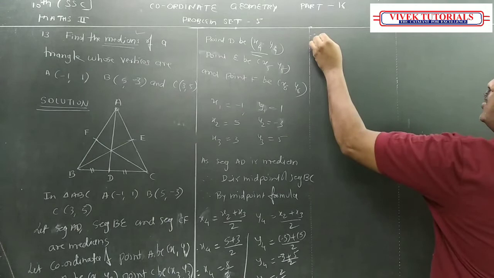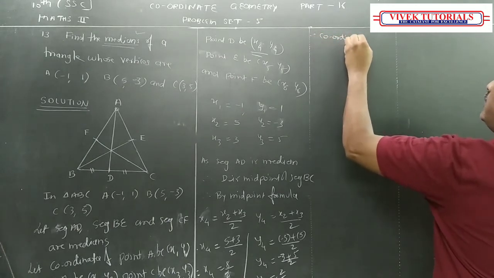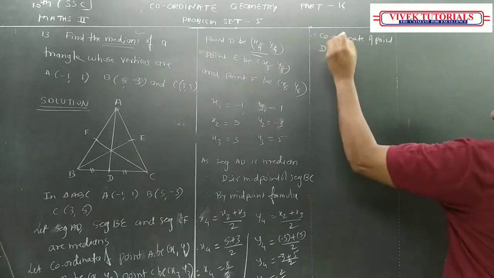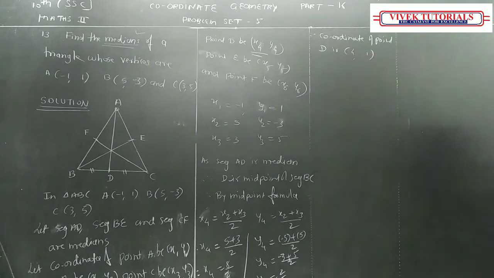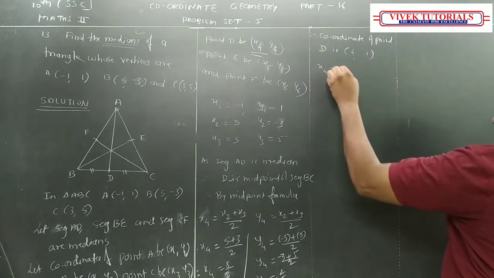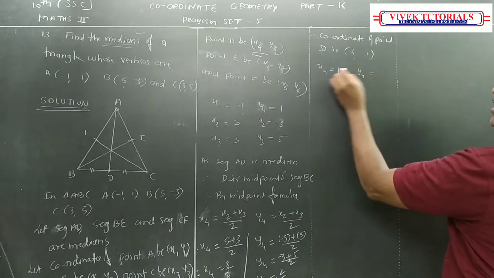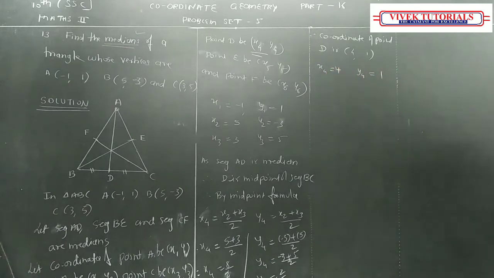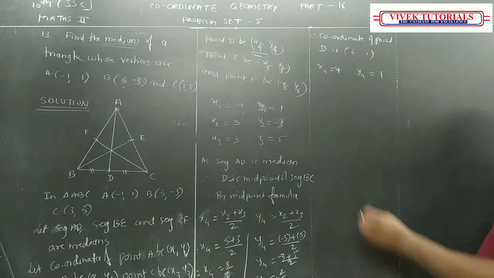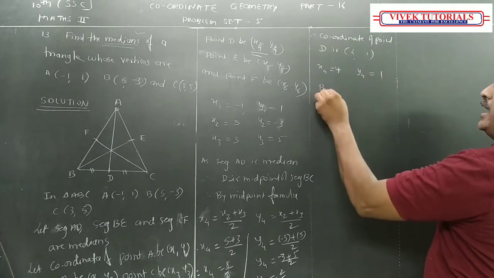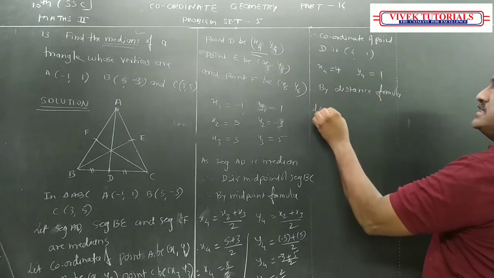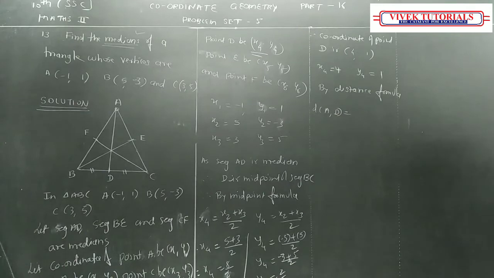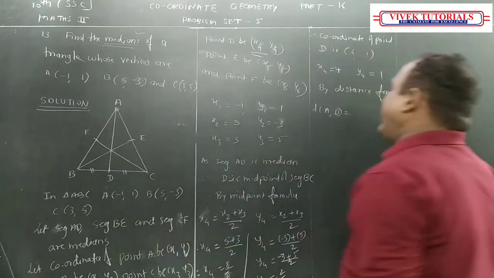Therefore, coordinates of point D are (4, 1). (4, 1) means x4 is 4 and y4 is 1. Got it now? Therefore, by distance formula, distance AD is equal to, now we have to find out the length of AD.